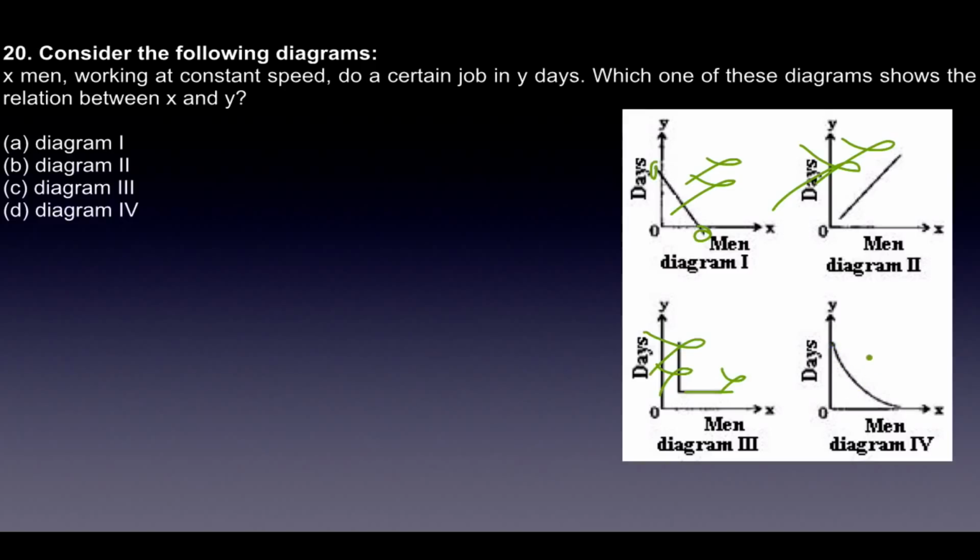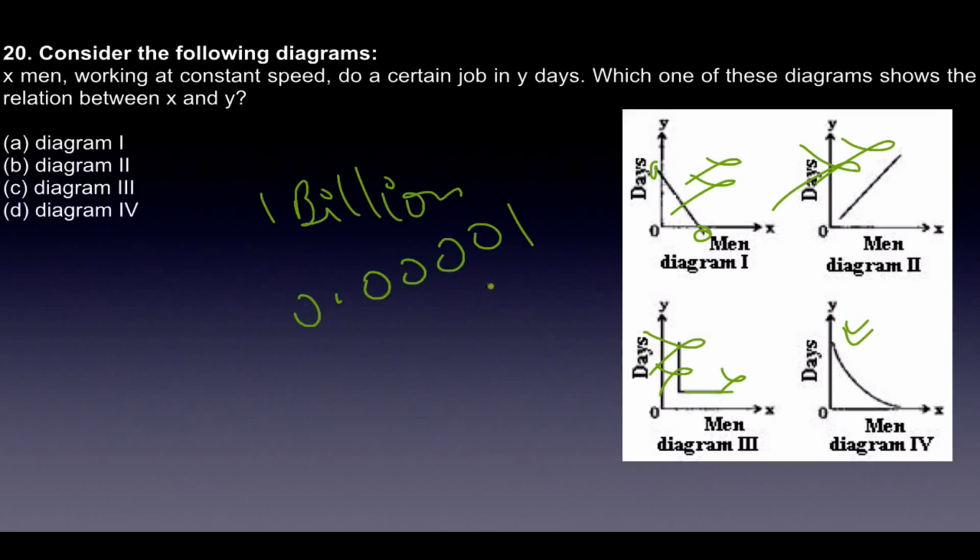This is a perfect example of a graph which is approximately tending to 0, but it will never reach 0. Even if you have, let's say, 1 billion men, the days will be, let's say, 0.00001 day, but it will never be 0. Similarly, even if you have 1 man, it might take you 1000000 days, but it will never tend to be 0. So the answer is always such a graph which never reaches 0. So the answer is D.